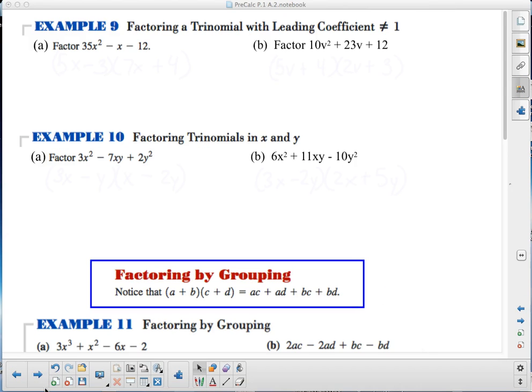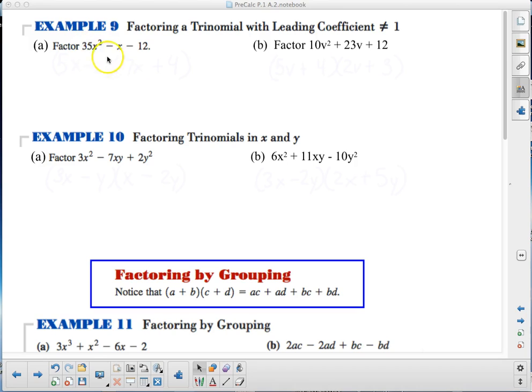And we've got 4 sets of examples left. Let's look at example 9, factoring a trinomial with leading coefficient not 1. So now I've got to play with my factors. I look at the factors of 35: 1 and 35, 5 and 7. And I look at the factors of 12, which is 1 and 12, 2 and 6, 3 and 4. A set of those combinations is going to help me.